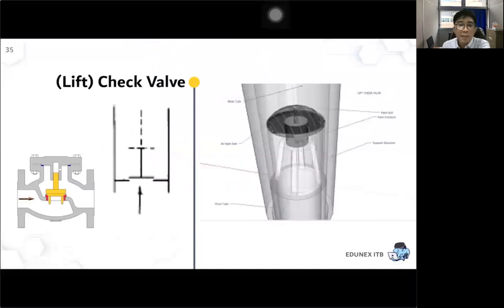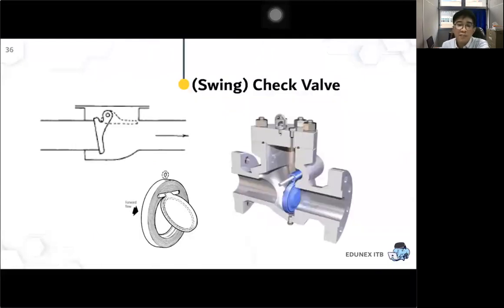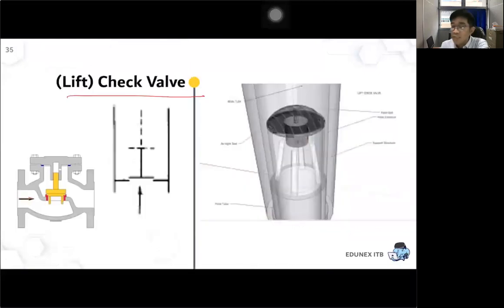Okay, the next specific type of valve we call the check valve. There are two types of check valve. The one that moves vertically, like this one, is called a lift check valve, because it moves up and down. This one is called a swing check valve. It moves right and left. But the function is the same.